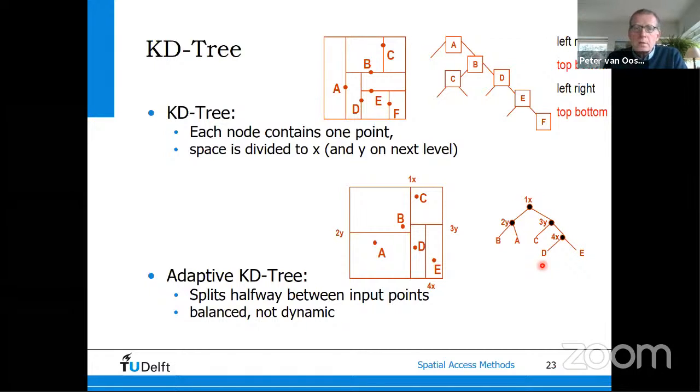So the benefit, it's more or less a balanced tree, plus or minus 1 at the bottom. That has to do with the number of points.